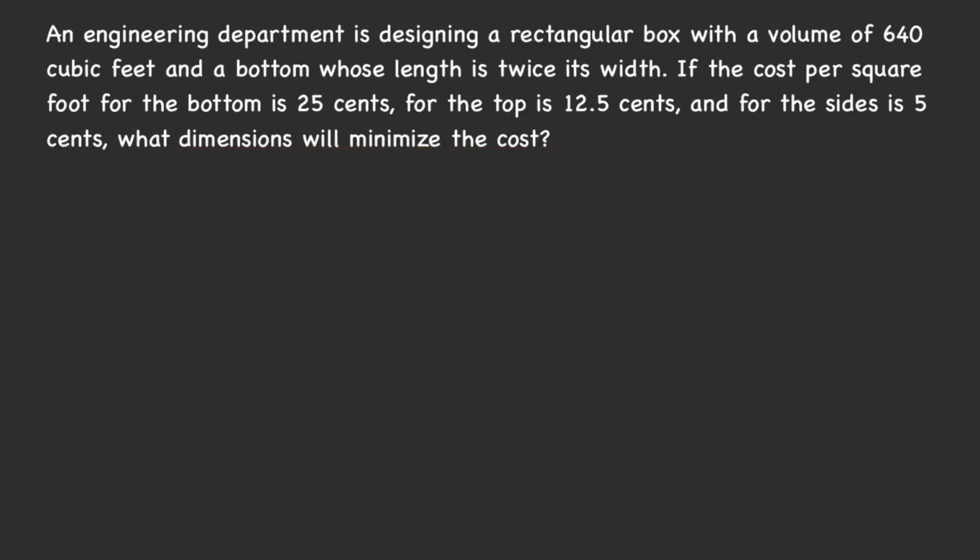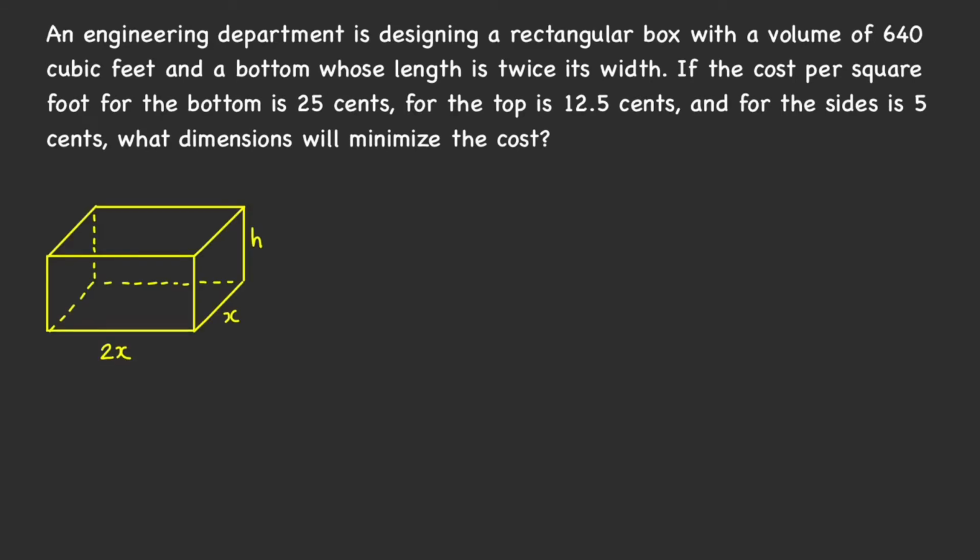Let's draw a picture of the box that we want to manufacture. So we want to manufacture a box with a bottom base whose length is twice its width. So if we let the width be equal to x, then our length will be equal to 2x. And let's say that the height of this box is equal to h.